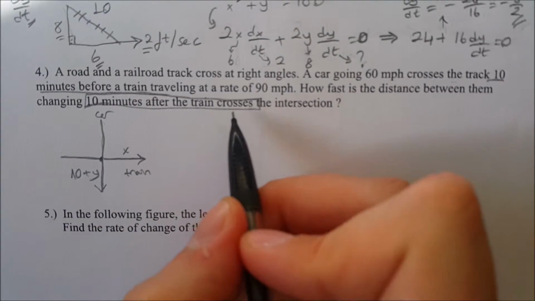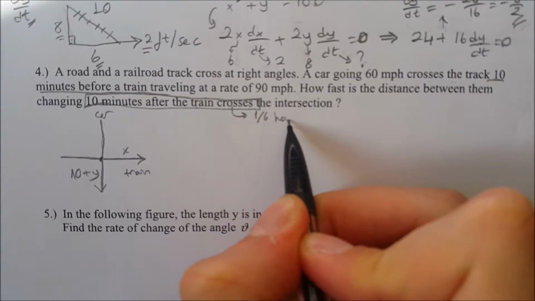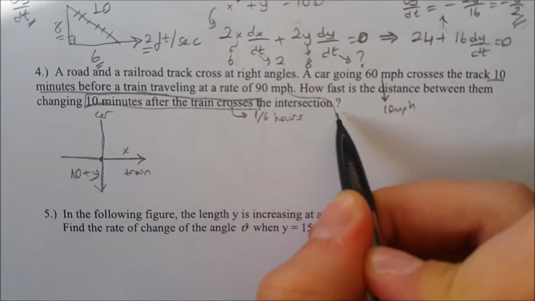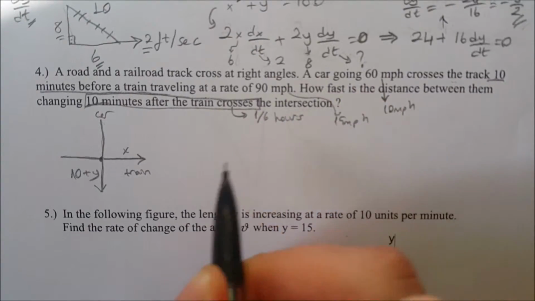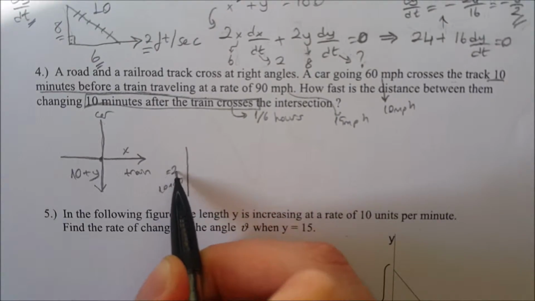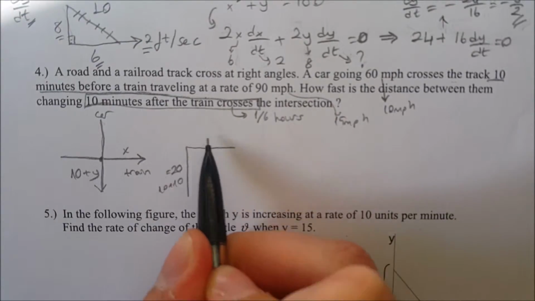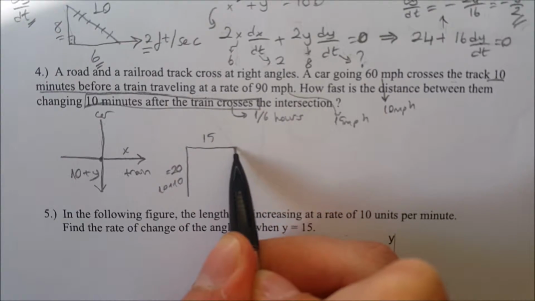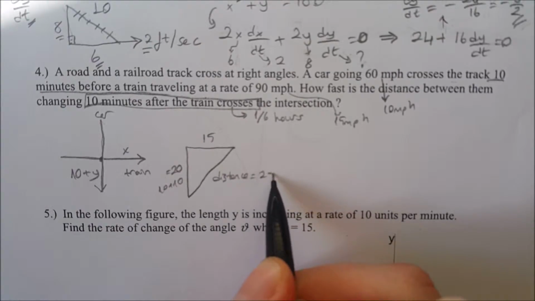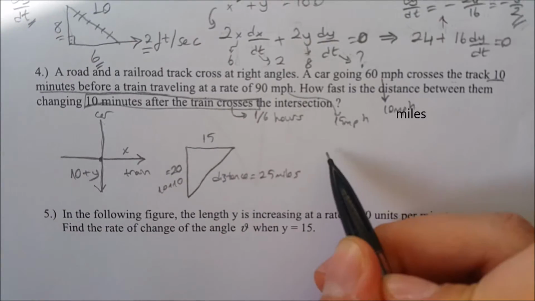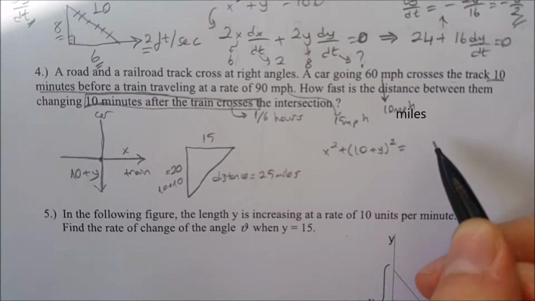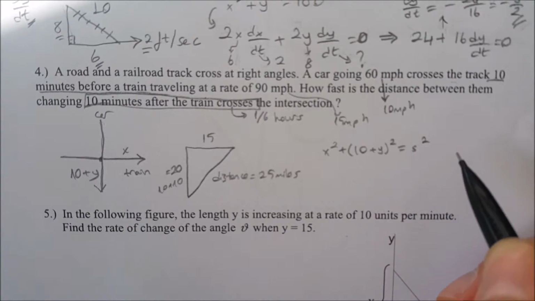Now it says that 10 minutes after the train crosses the intersection, so we need to first write our equation, but we need to find what the variables in our equation will be. So 10 minutes is 1/6 hour, 60 mph is 10 miles, and for 90 miles per hour it's 15 miles. So the distances are 20 and 15, so as in the Pythagorean theorem, the distance at this moment is 25 miles.